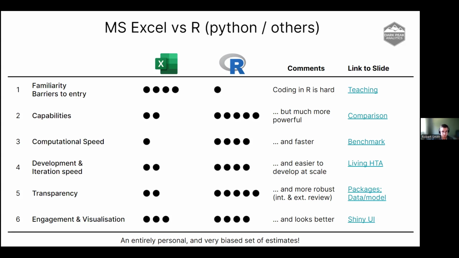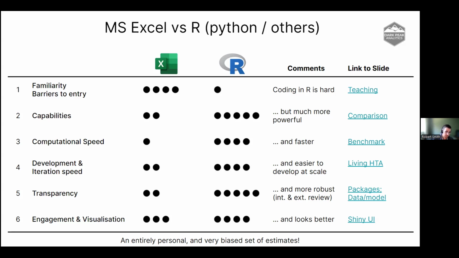It's familiar to people, but its capabilities are quite limited, and we're moving to a situation where the models have got more and more complicated and require more and more computation. And so when we're doing things like value of information analysis or running probabilistic analysis, Excel's starting to fall flat, and we're getting to the stage where things are taking a long time to run. And so shifting to R is helping with that.